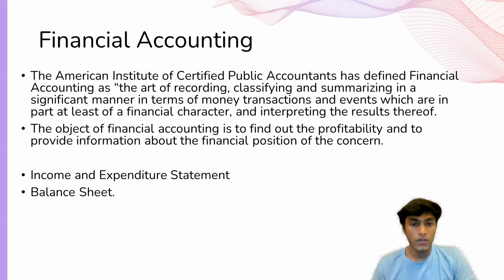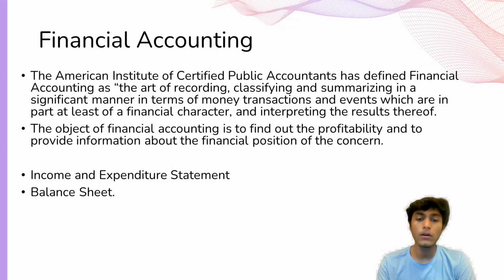So the objective of financial accounting is to find the profitability and to provide information about the financial position in the best possible way, which is the art of recording. It could be in the income and expenditure account statement, or it could be in the balance sheet. So financial accounting is the art of recording the transactions for the outside parties, and the objective is to find out the profitability and provide information in terms of the balance sheet and the income and expenditure statement.